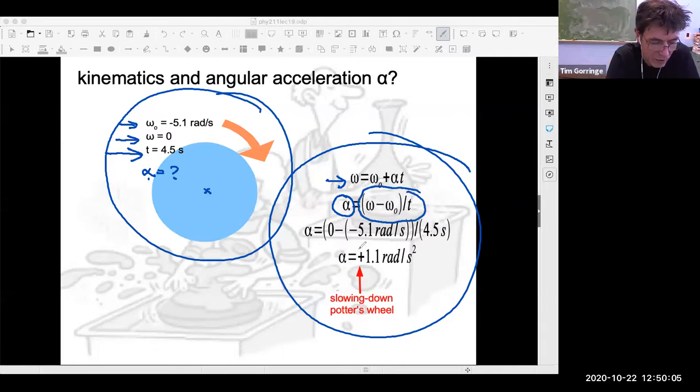And so all I had to do, this is simple, I'm going to go really quickly here. I just plugged in the initial and final angular velocities, plugged in the elapsed time, and calculated this angular acceleration. And it was just over 1 radian per second squared. You notice it's positive, whereas the rotation was negative. The rotation was clockwise. The angular acceleration to slow the potter's wheel down must be counterclockwise. So they're in opposite directions. That makes sense.